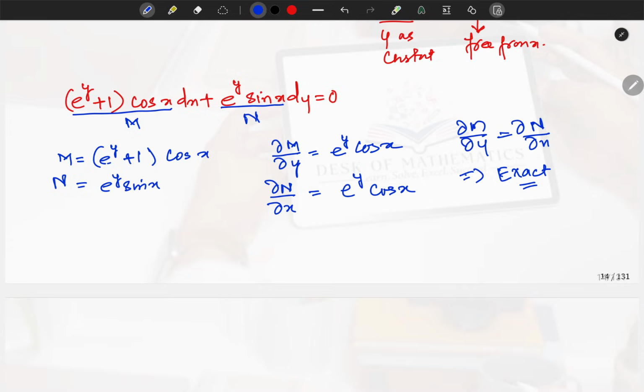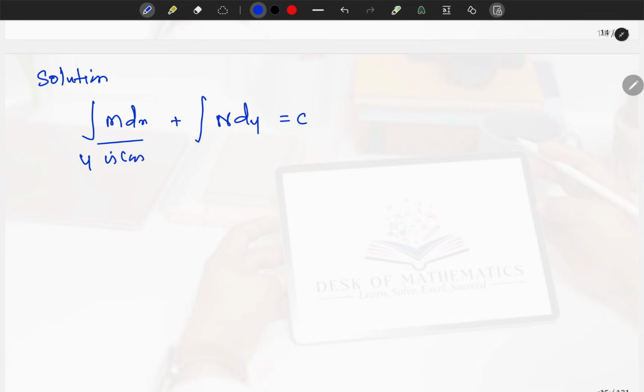This is ∂M/∂y, which should be equal to ∂N/∂x. So then what is the solution? As I told you, the solution will be the integral of M dx plus the integral of N dy is equal to c. Here consider y as constant, and here consider only those terms that are free from x.